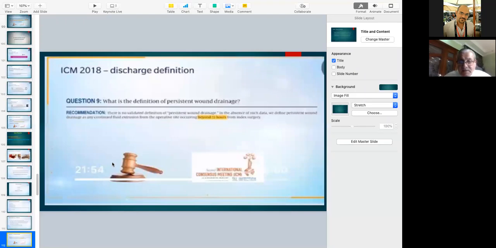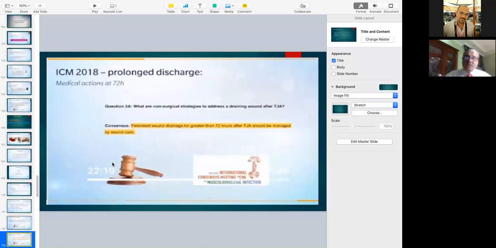This means discharge beyond 72 hours. When there is discharge from the wound beyond 72 hours, this means persistent wound drainage, or prolonged discharge. Also, there is one question.